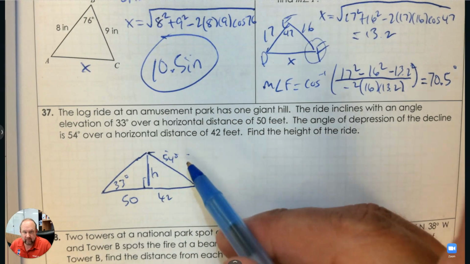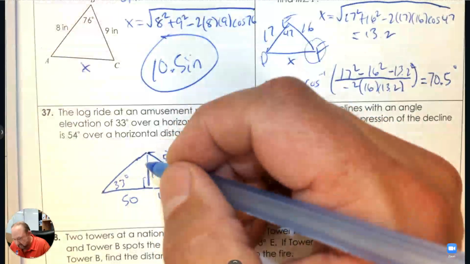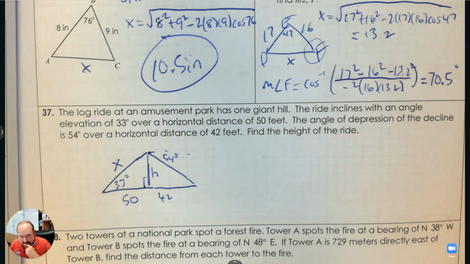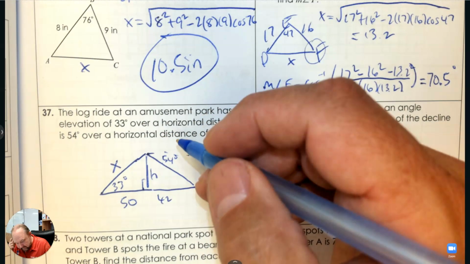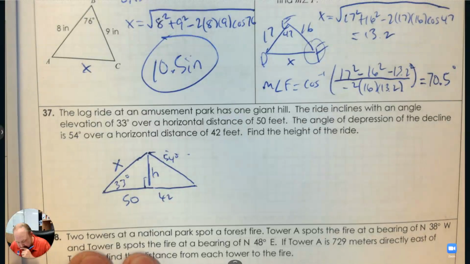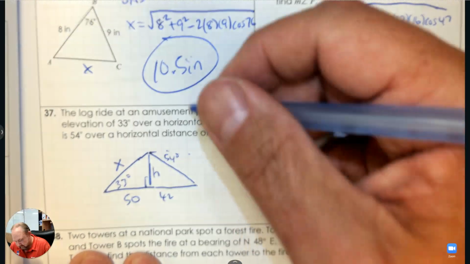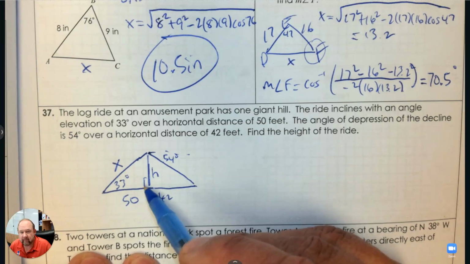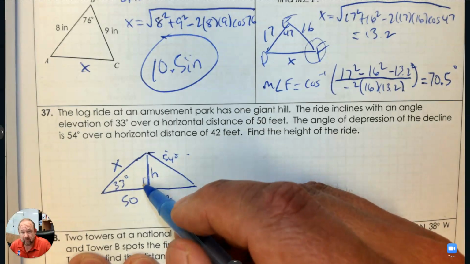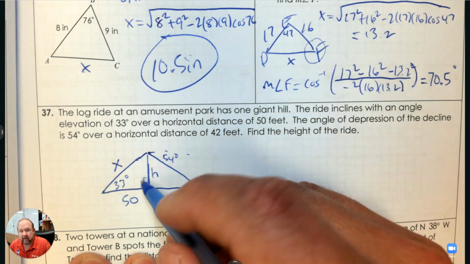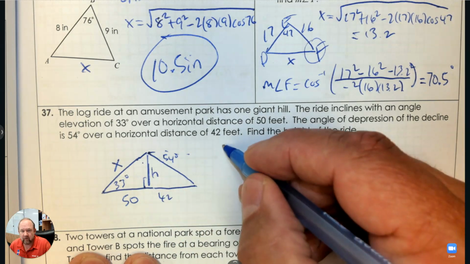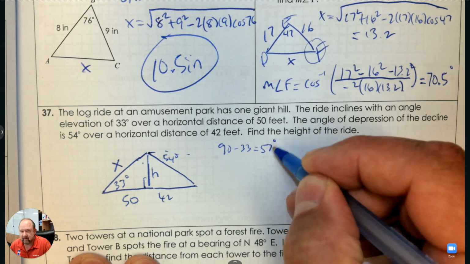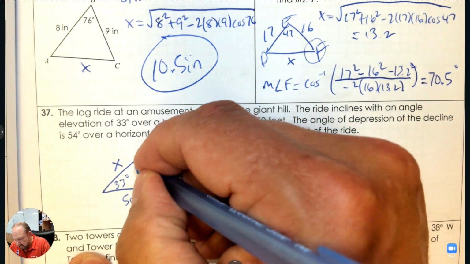So what I'm going to do is find one of these sides. So I'm going to pick a side like here. And in order to find that side that will be helpful, I'm going to use either SOHCAHTOA or just use law of sines. So I need this angle up here. So I'm going to go 90, take away 33, that's 57. So I'm going to use that angle up there, 57.